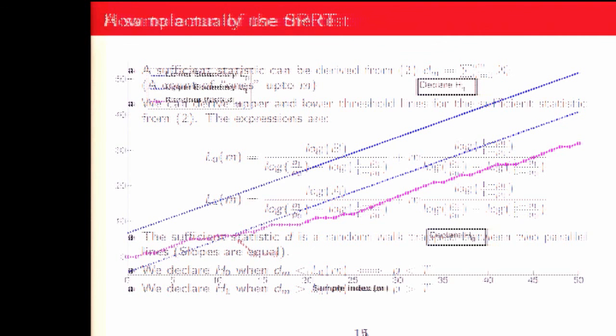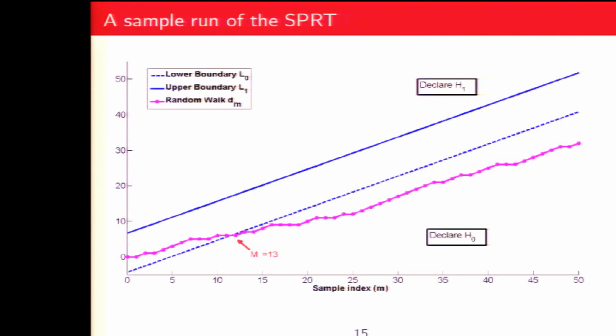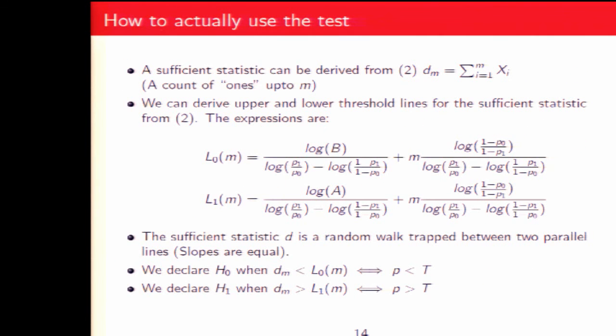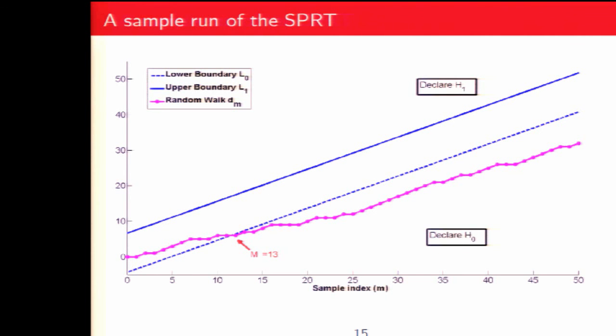The process looks like this. This is dm, and these are the threshold lines. Notice they're parallel. That's not an accident. The slope in this expression is exactly the same term, and the only thing they differ by is where they intersect. As this random walk juggles back and forth, if it's stuck within these two thresholds, we keep sampling. The moment we find our first crossing time, or our stopping time, the big M, our test makes a declaration. It either declares H0 or H1, depending on where it walked out.